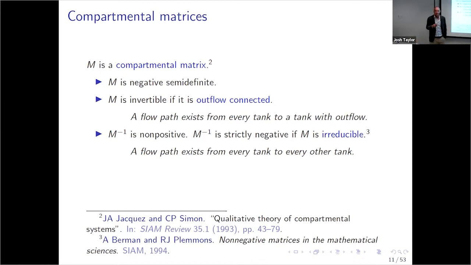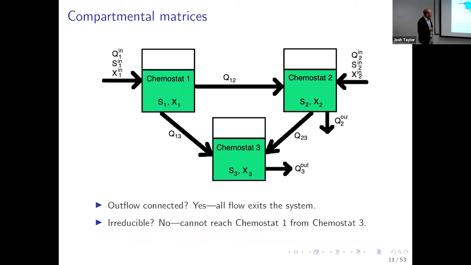Now, wastewater treatment, if we think of that example, we don't want that to be irreducible. We don't want indefinitely circulating sewage. But it is going to be outflow connected because sewage is definitely going to be leaving the system. On the other hand, sometimes a gradostat is used as a discrete approximation to something like soil, where you have microbial activity. And then you would have irreducibility because you've got stuff kind of slowly moving around the whole thing.